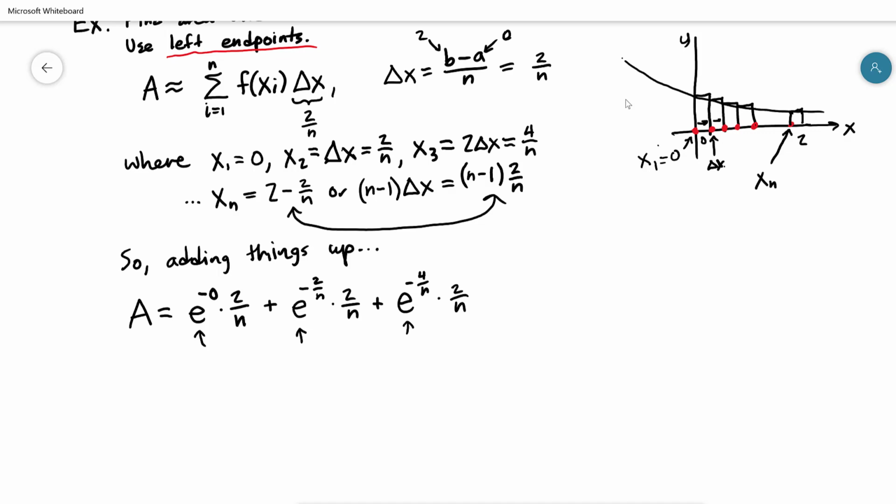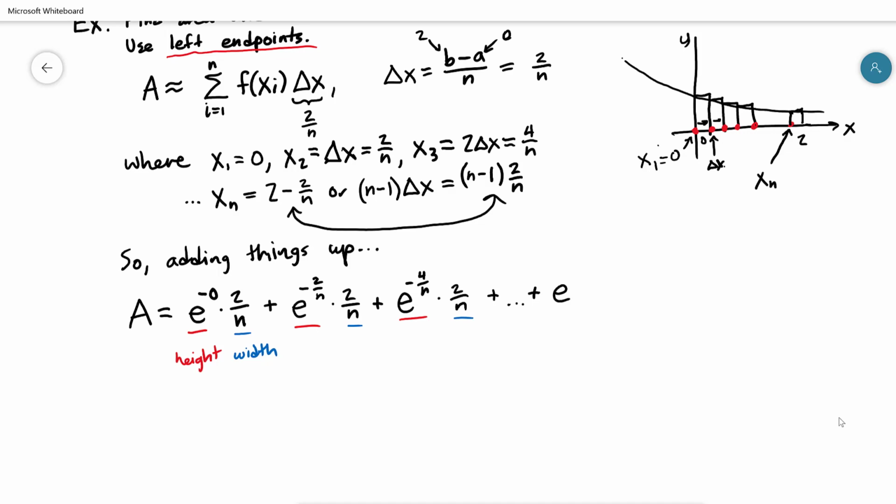Let me do it in color, actually. I think that would make more sense. So all the red ones, these are all the heights. And the blue ones, which are all the delta x's, the blue one is the width. And we're just summing them all up. So these are the first 3 little rectangles. We'll continue this on indefinitely, all the way up to the last point, which will be at x sub n, which is this thing.